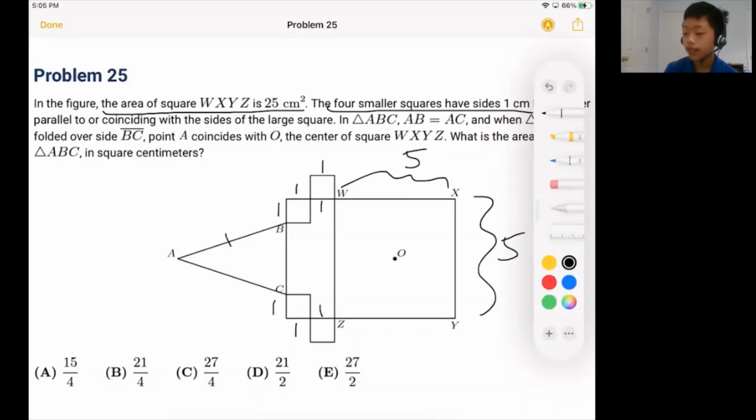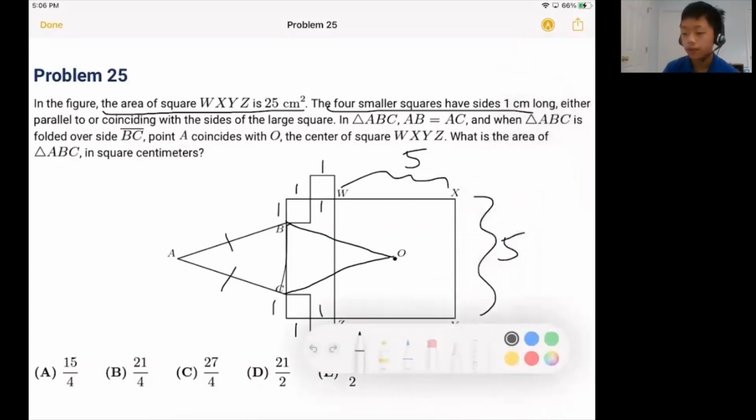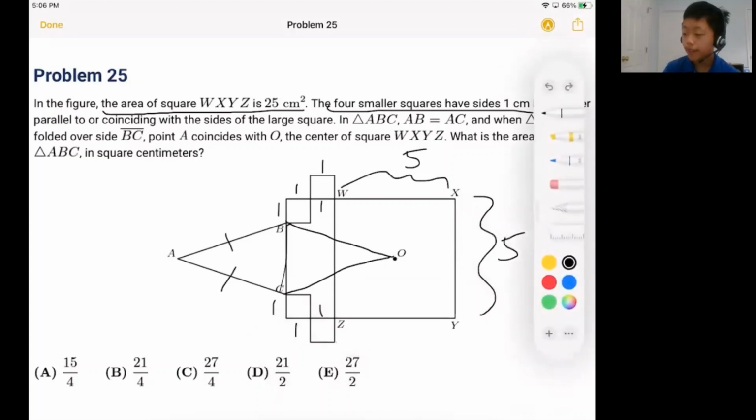And we know AB equals AC, right? They told us in the problem. And now they give us this weird condition that if you were to fold the triangle over BC, like if you imagine it was a piece of paper and you were to fold it, then this point A would meet up with this point O. So we need to somehow use that piece of information. So let's look at what the question is asking. The question asks, what is the area of triangle ABC? So remember that the area of a triangle is 1/2 times base times its height.